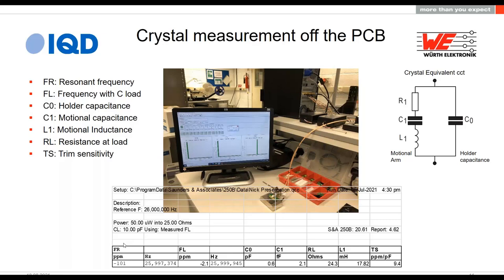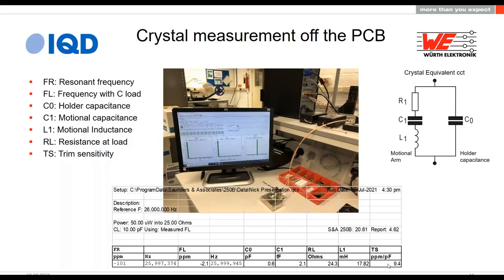Because what you'd find is you'd have a terrible Q value compared to the crystal. And so it would be really quite difficult to maintain. But the last value we've got here is a really interesting figure. This is what we call the trim sensitivity. And this is a measure of how much the frequency will change if the load capacitance was 1 picofarad away from what it should be.